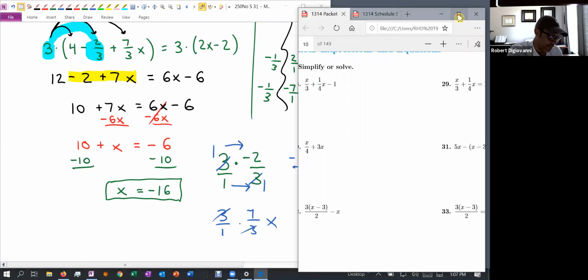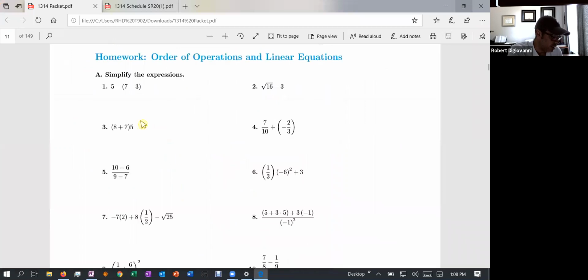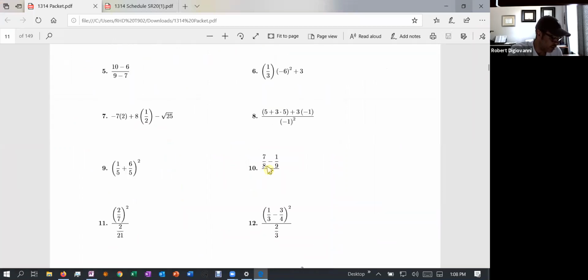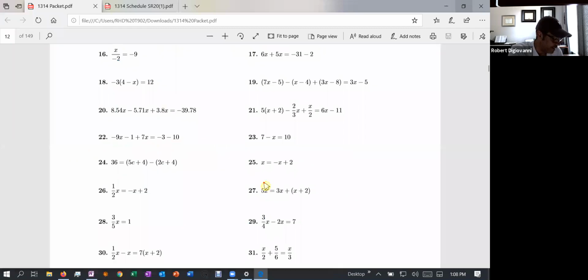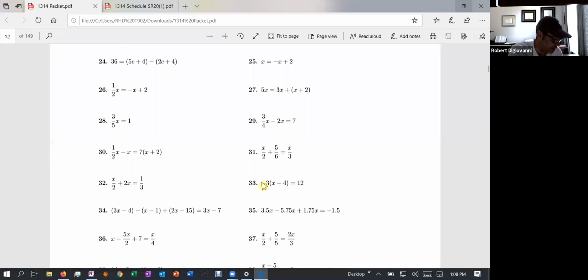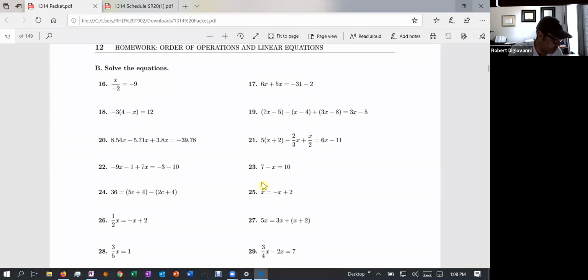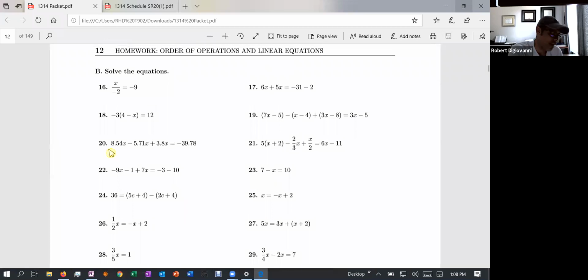All right. I think I'm going to move on. Here's your homework. So order of operations, looks fun. And then here's your solving linear equations. We have some things in this homework that did not appear in any example I did. Do y'all see it? The decimals? Decimals, like number 20. Maybe we should talk about one of those. Yeah, let's talk about one of those.